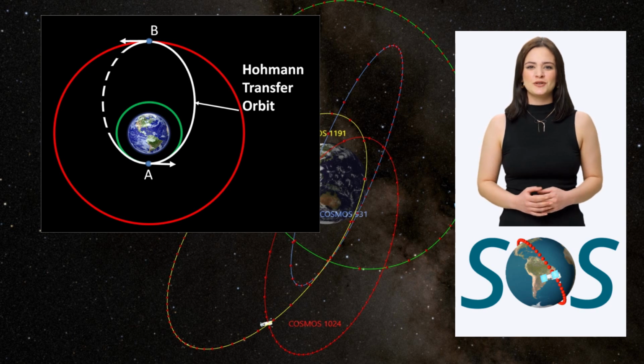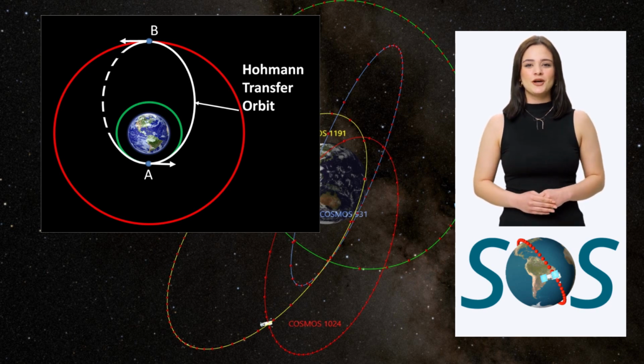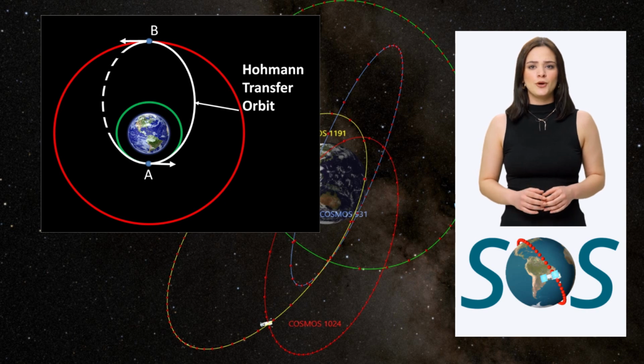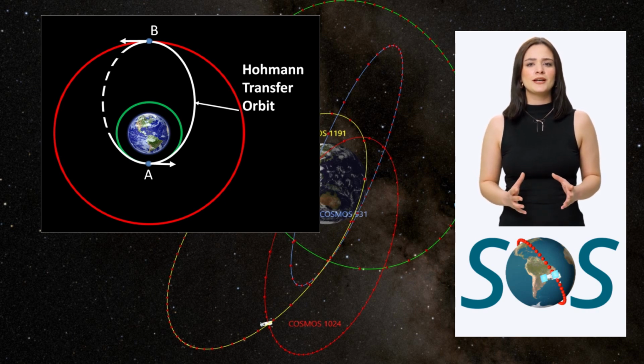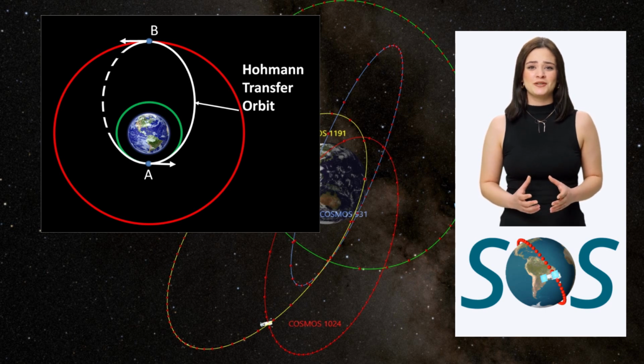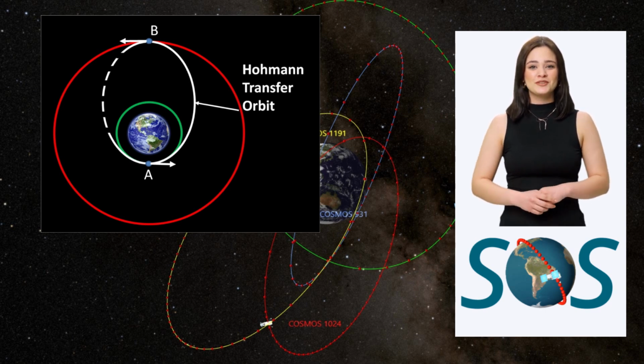The answer is to use a Hohmann transfer orbit like I show in the image on my right. The small green circle represents the low Earth orbit. The larger red circle represents the geosynchronous orbit. The white ellipse represents the Hohmann transfer orbit, and the white arrows indicate the direction of the required rocket burns. This orbit was invented by a German scientist in the year 1925, before spaceflight was even possible with technology of the day.